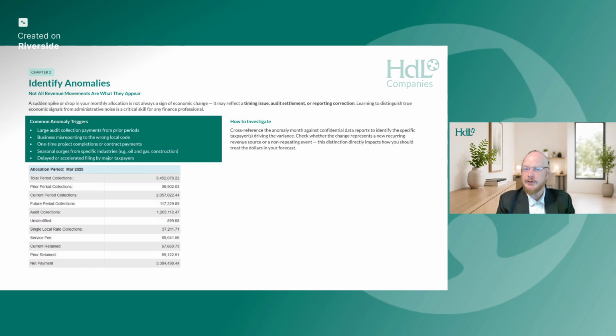was current period collections. A couple lines down, you'll see that they received $1.2 million. Over 30% of their payment for this month came from audit collections. Those are things that are not going to repeat. We can immediately identify by looking at the public detail here that our jurisdiction has received an amount that we should not be relying on when we go to budget again next year.